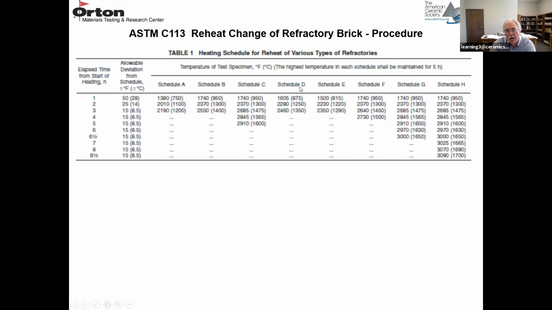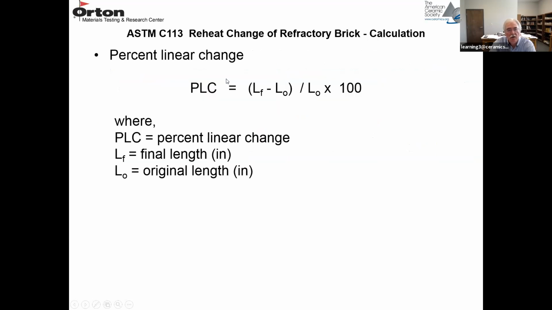So usually you use a gas-fired furnace because they can heat much faster than an electric fired furnace. The percent linear change is simply the final length minus the initial, divided by the initial, times 100 to give you the permanent linear change.